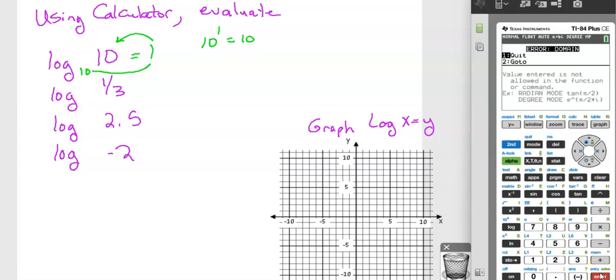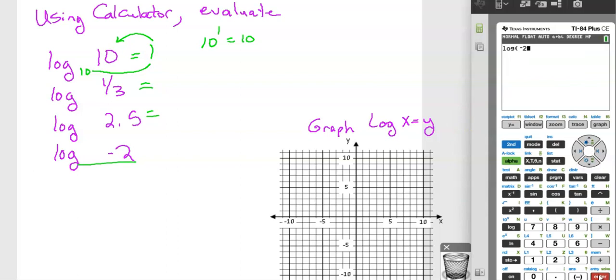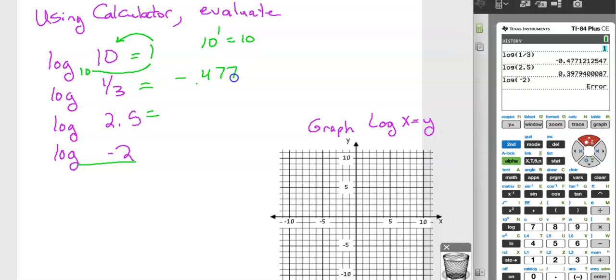Now, when you get this one, you're like, well, why did it get an error on that? Remember back on the definition, x has to be greater than 0. So you can't take a log of a negative number. Depending on the instructions, 2 decimal places, 3 decimal places, whatever they say, you can get all those other answers, like 0.477 and 0.398.